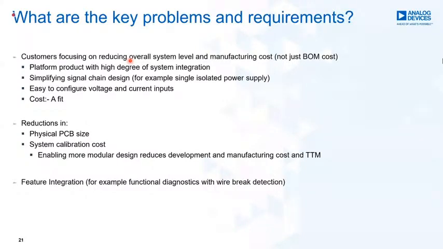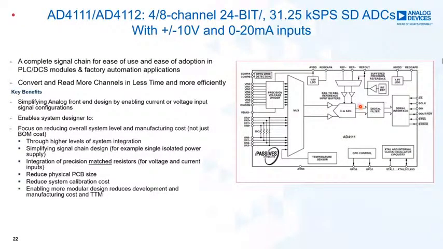So this is a basic block diagram of the chipset, AD4111 or 4112. This has built-in sense resistors, as you can see here. These sense resistors are used to measure the current inputs, whereas these precision high voltage dividers are used to measure voltage inputs. The part works on a single supply, 0 to 5 volt, and it is capable of accepting 8 voltage inputs going all the way up to plus or minus 10 volt, and 4 current inputs with built-in sense resistors, going all the way up to 0 to 25 milliamps.